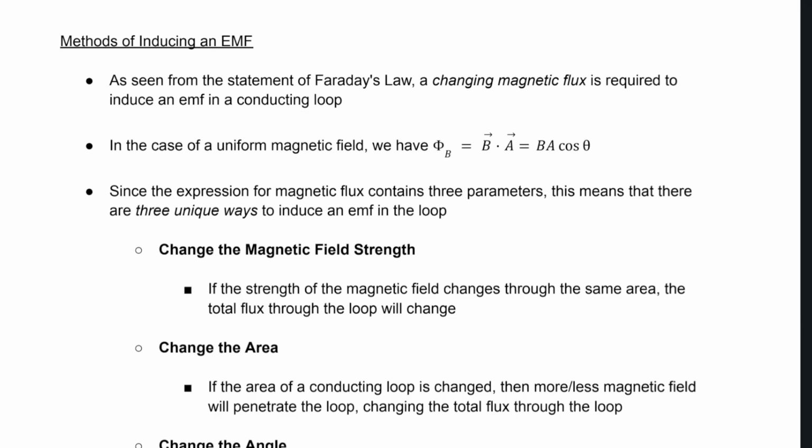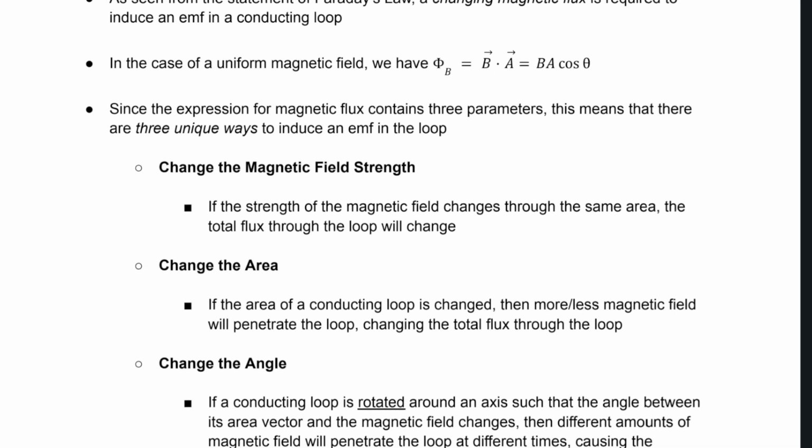All right, now we're going to look at specifics on how to actually induce an EMF and do some more specific problems. So if we have a uniform magnetic field, we can write the flux as B times A times cosine theta. And since there's three variables in that expression, there's really three ways to generate an EMF. We'll focus on two of them today because the changing the area case actually gets its own dedicated section.